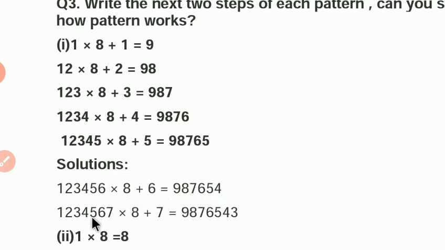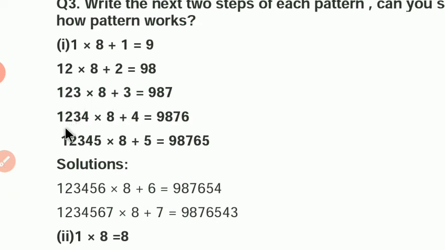One more step we have to write. So here after 6 we have to increase one more number, means 7. So 1, 2, 3, 4, 5, 6, 7. If we have increased here to 7, you have to replace 6 by 7. And after 4, the number that comes is 3. So 9, 8, 7, 6, 5, 4, 3. Here it means we have to see how the pattern is working.